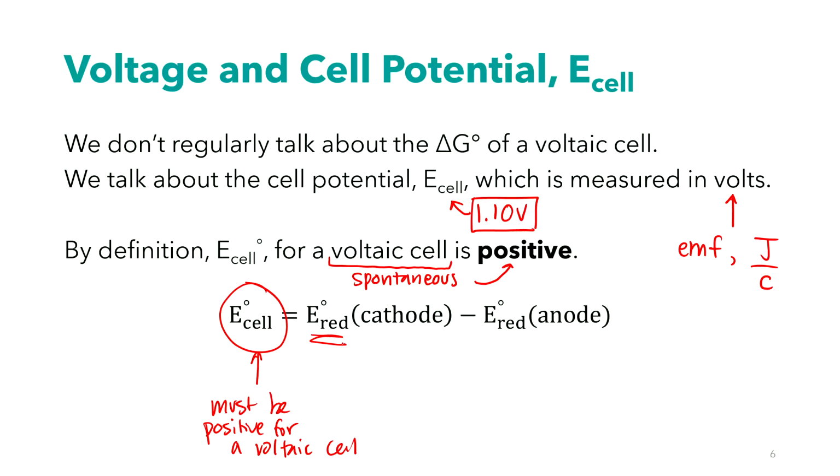All right, and it equals the standard reduction potential at the cathode, so where reduction actually happens, minus the standard reduction potential at the anode. And that's where oxidation happens. So we are going to get a table of all of those standard reduction potentials for a bunch of different half cells. And then when we combine them, we know if we want it to be spontaneous, we need to combine them in a way that the standard cell potential is positive. All right, so let's look at an example of that.